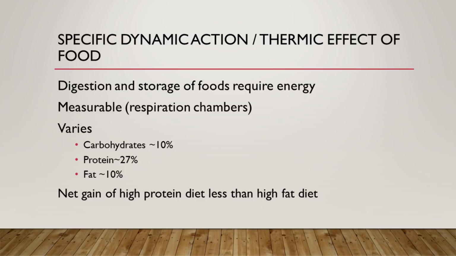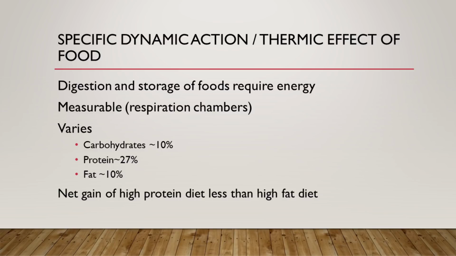Let's now talk about the effect of food. Now, if you're going to eat any food, it actually requires energy to digest it and to store it. And you can actually measure the effect of that in things called respiration chambers, which means it's all pretty complex. The short of it is it varies by the foodstuff. So carbohydrates and fat are pretty easy for the body to digest and to store and metabolize.